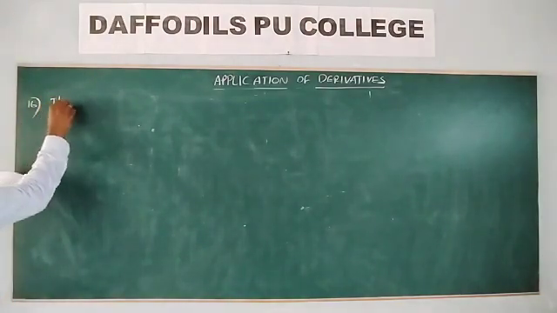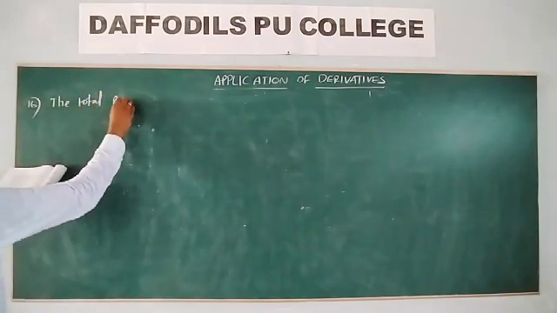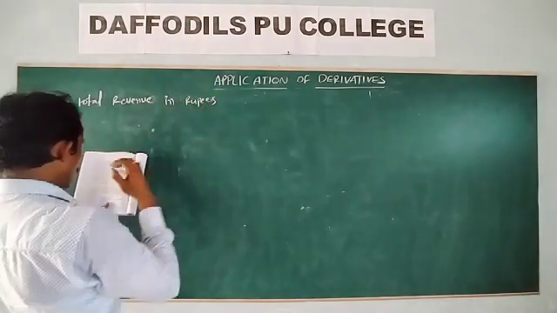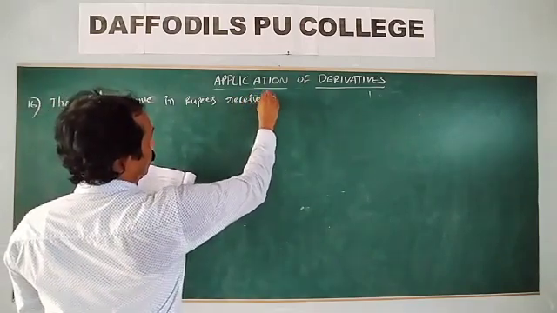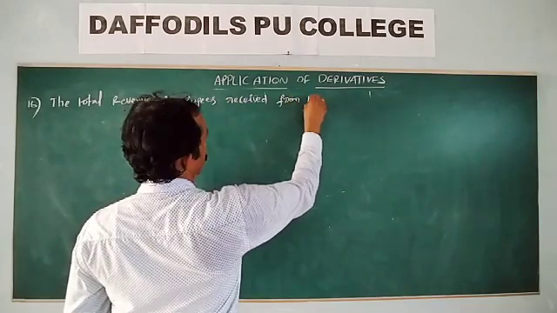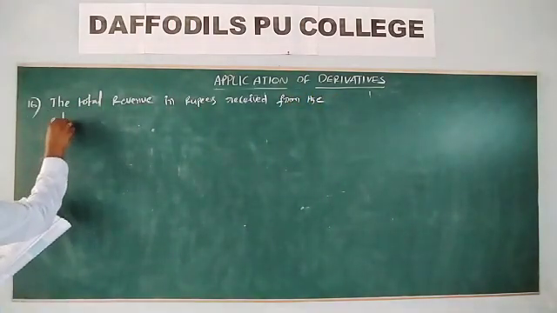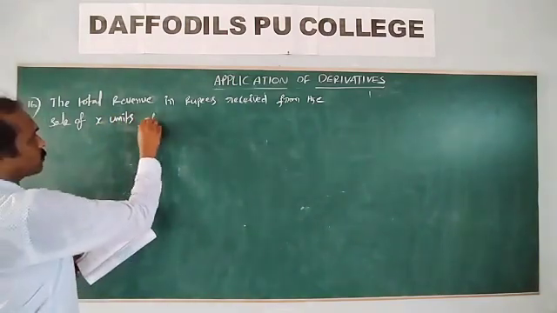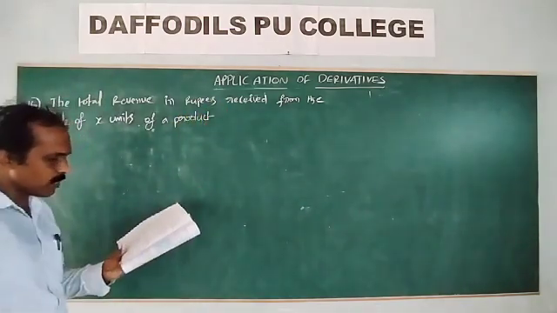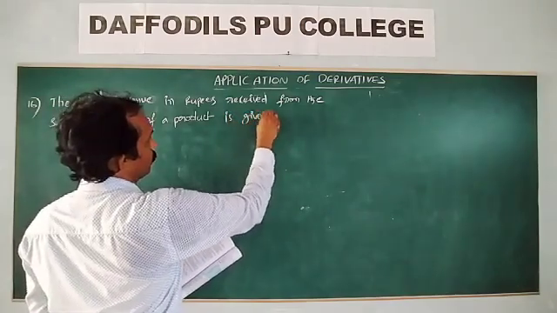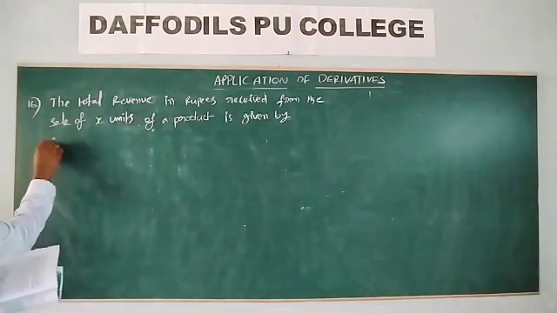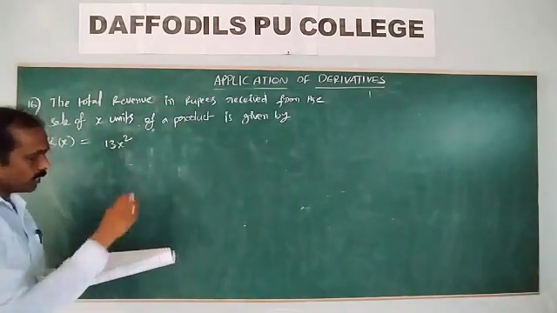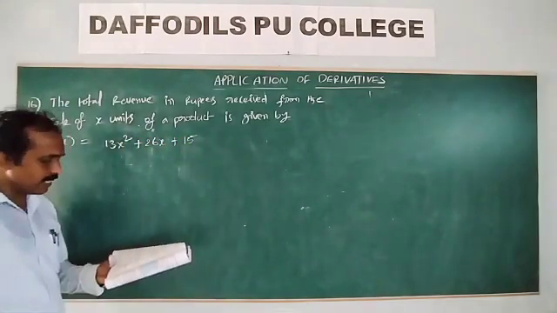16th problem. The total revenue in rupees received from the sale of X units of a product is given by R of X, which is equal to 13x square plus 26x plus 15.